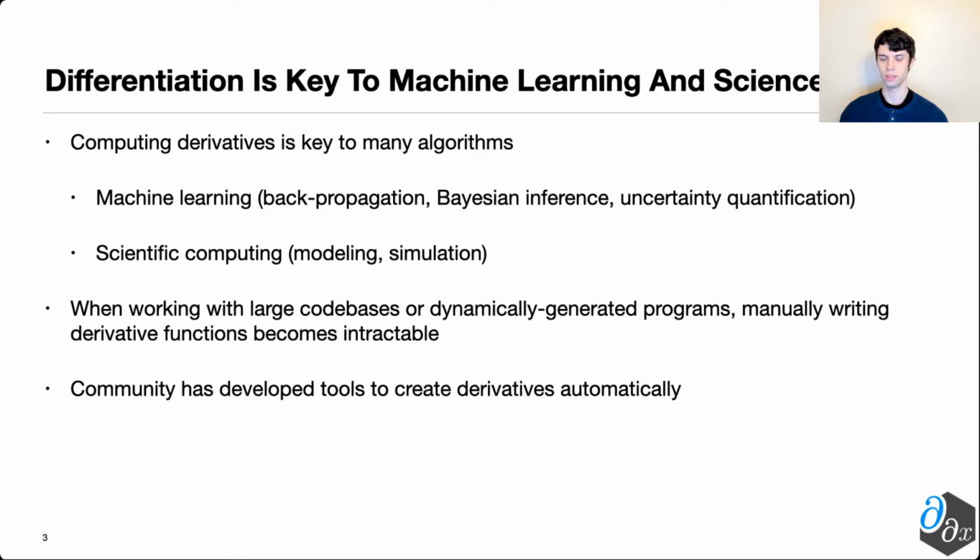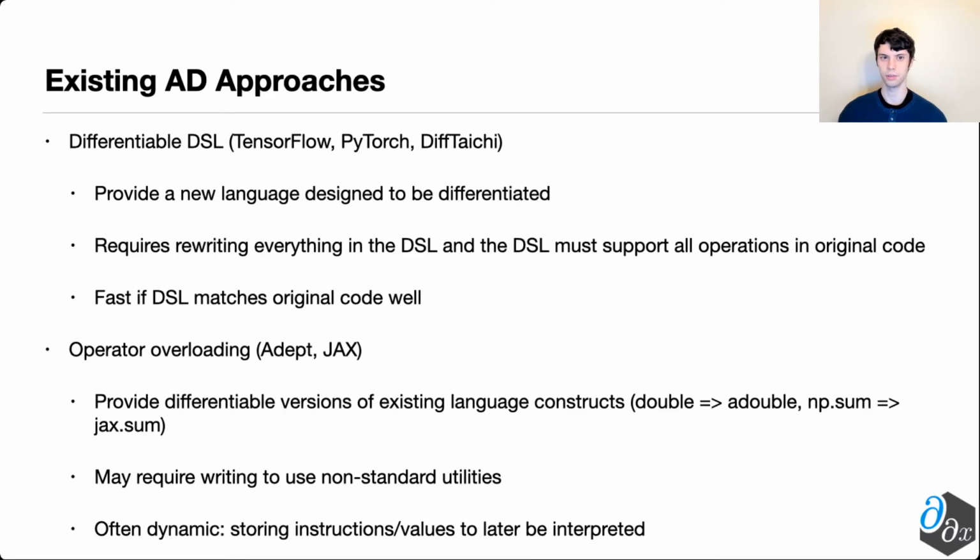When working with large code bases, especially dynamically generated programs, manually writing derivative functions quickly becomes intractable. As a consequence, the community has developed tools to create such derivatives automatically. There tend to be three different approaches for computing derivatives.